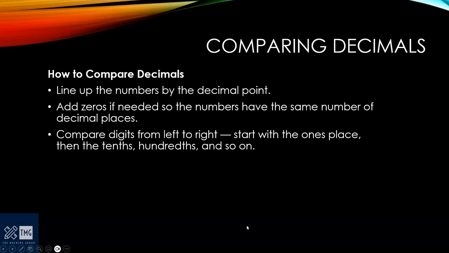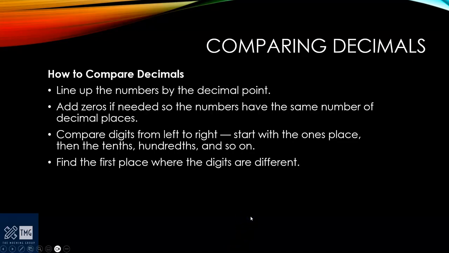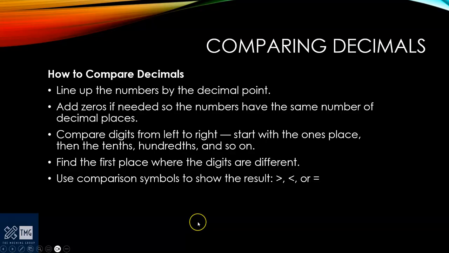We're going to compare the digits from left to right. We start with the ones place, and then we go to the tenths, the hundredths, and we go as many places as we need before we have a legit comparison. What number is bigger? And then we're going to go until we find the first place where the digits are different. Now, when we do that, we'll be able to write the comparison using a symbol of greater than, less than, or perhaps they will be equal.